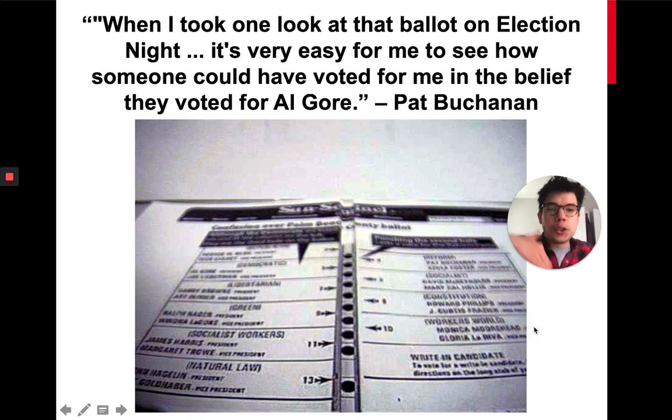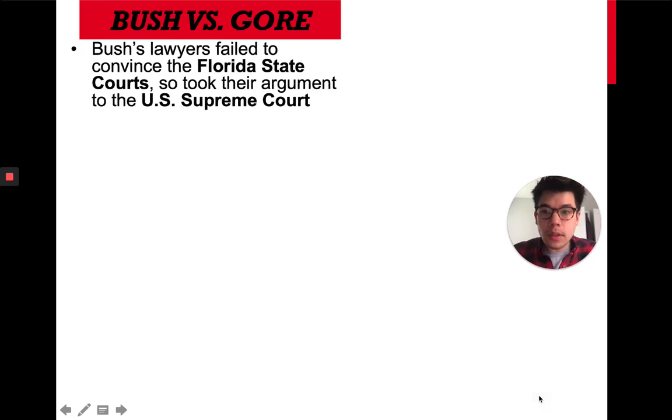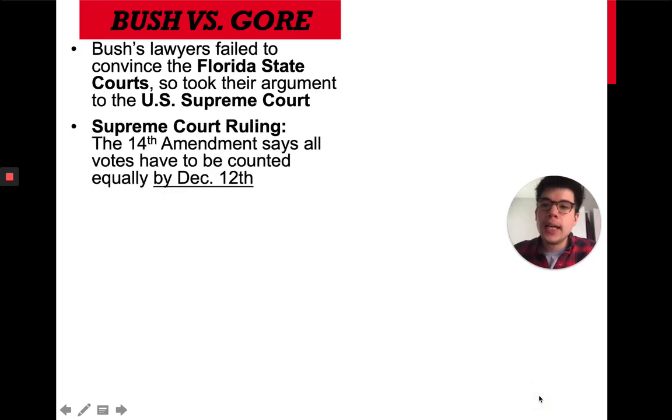So George Bush, he tries to sue Florida, the state of Florida, to stop them from counting the votes again. Florida's like, you know what? We're going to go ahead and count them again. So then George Bush and his lawyers, they're like, no, I won the election. We called it. Let's take this up to the Supreme Court. So Bush's lawyers, they failed to convince Florida. They take it to the U.S.